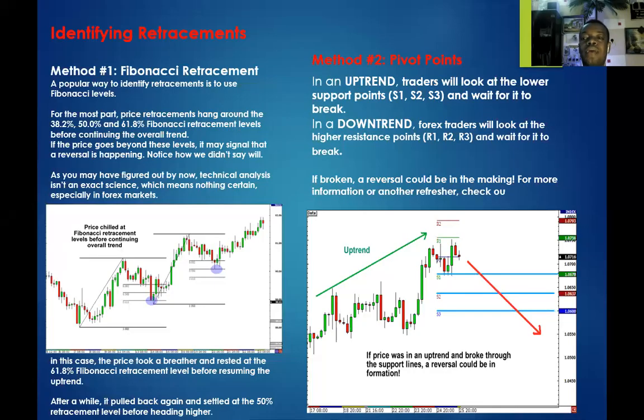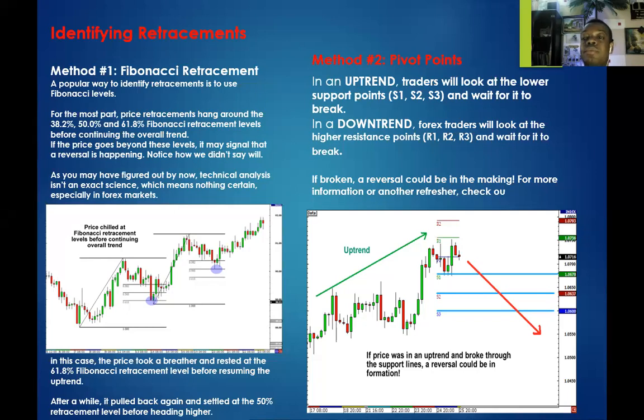Hello, welcome back. On this topic, I'll be discussing identifying retracement. The previous topic we discussed was retracement, pullback, and reversal. But on this topic, we are going to be discussing identifying the retracement. So how do we identify that the market is on a pullback?